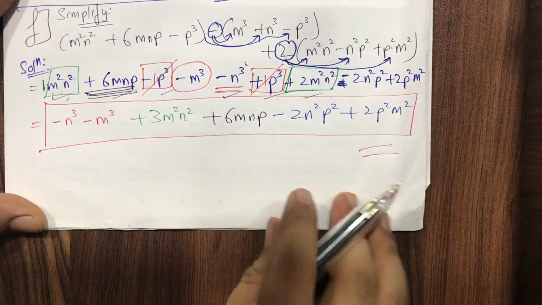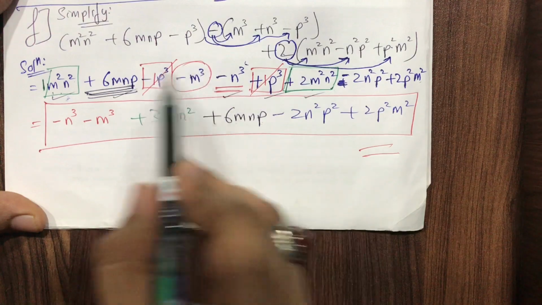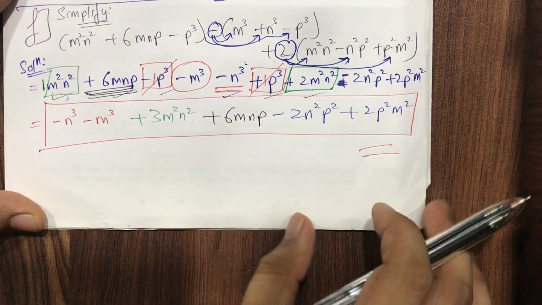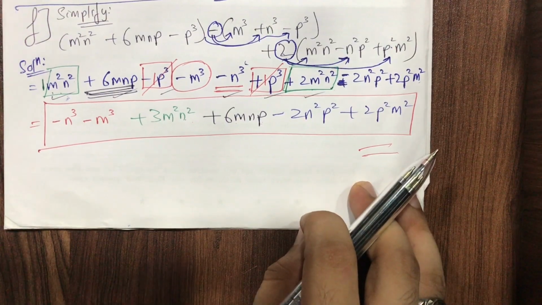This is the solution. Please pause the video and leave sufficient lines, one to two lines, between every step to make it presentable. The presentation matters a lot. Okay, stop. Please pause the video, students.